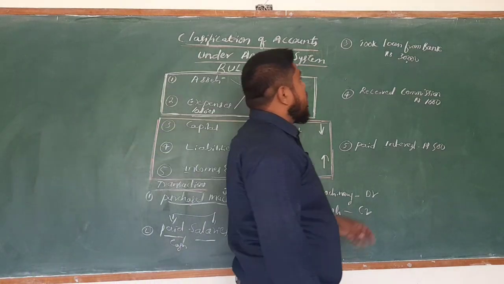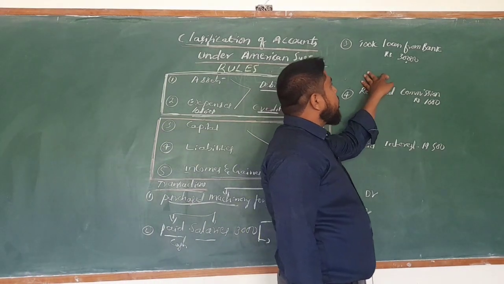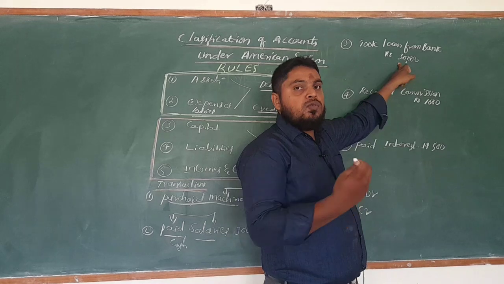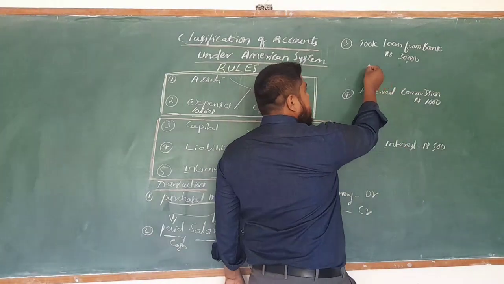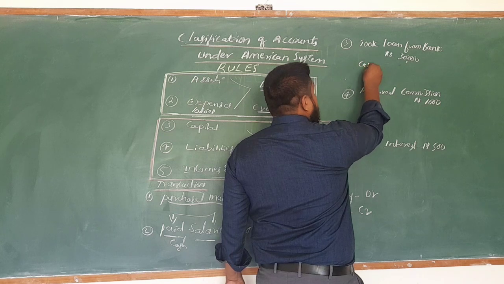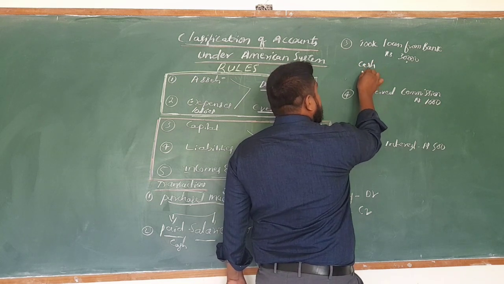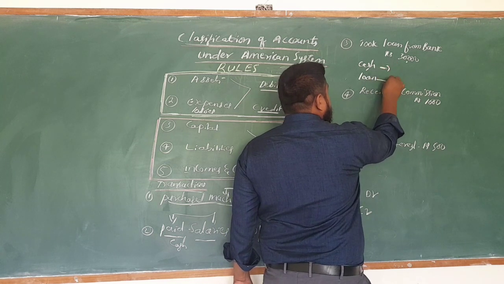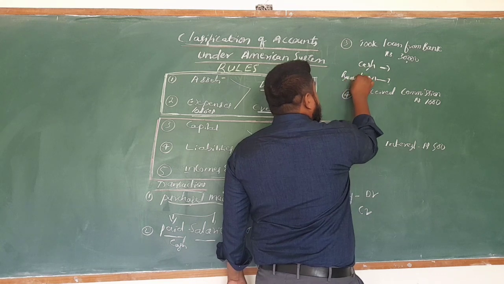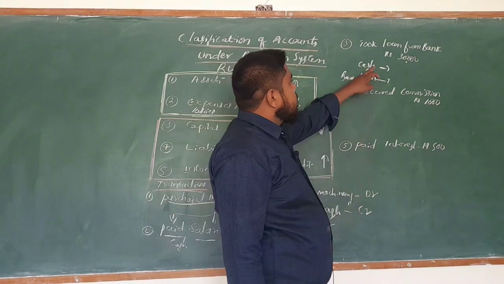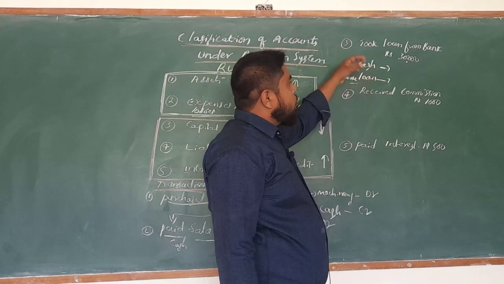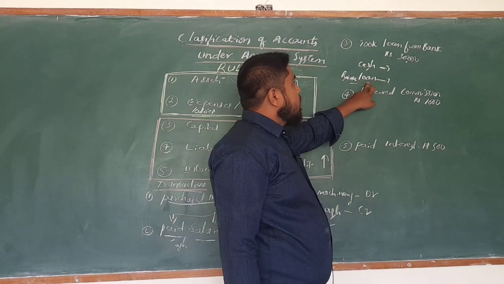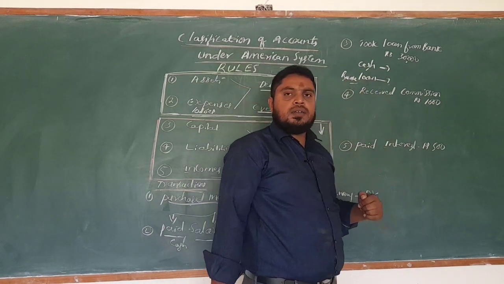Next, took a loan from bank. So the business is taking a loan from a bank. In this transaction, two accounts are involved: first cash and next loan. Here we are taking a loan from a bank. Took loan means we are taking cash from the bank.